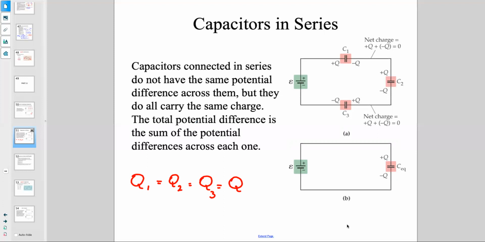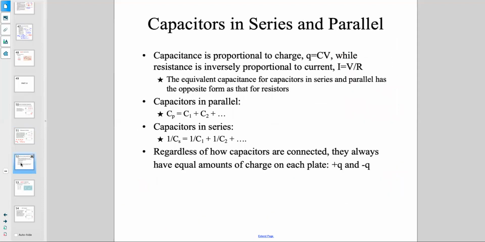The total potential difference is the sum of the potential differences across each one of them. In other words, if you want to find V total, or V of the battery, you find V1, V2 and V3 and add them up. If you have more than 3, you add whatever exists. So let's talk about capacitors in series and in parallel.